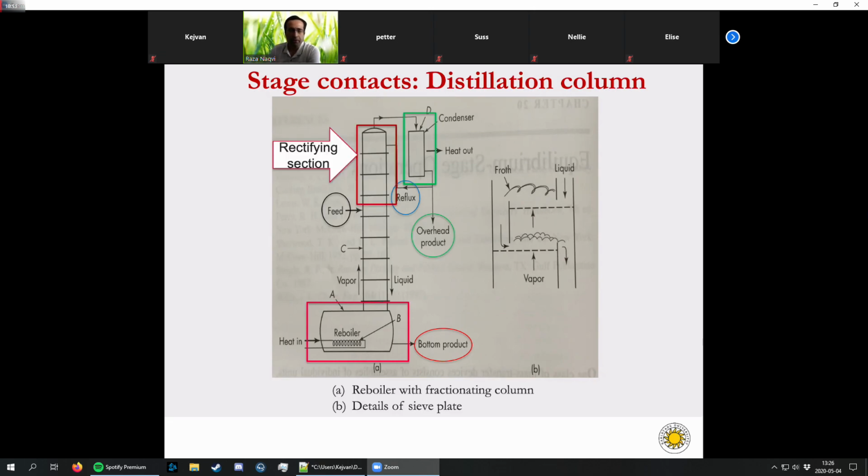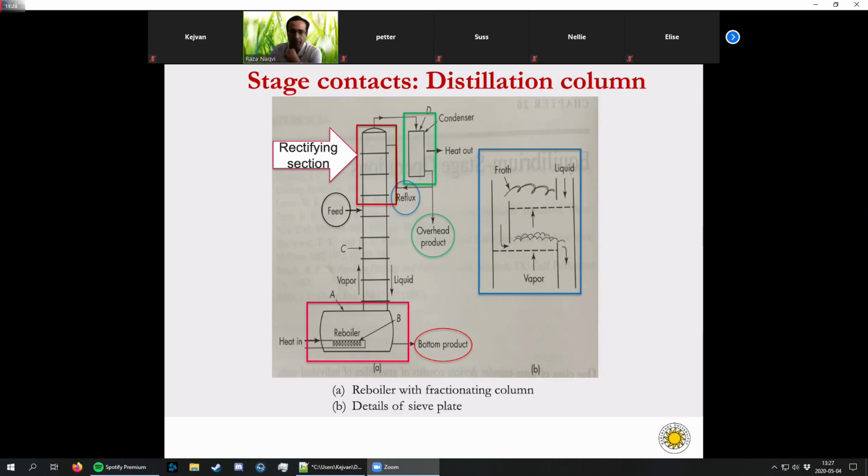So the part which is above the feed plate is known as the rectifying section, and the sections which are below the feed plate are called the stripping section. This picture is just to show you what normally happens at each plate. So if we have two plates, there will be liquid over the plate. Normally in distillation we use sieve plates. Normally these sieve plates are perforated plates, and they have some holes inside the plate.